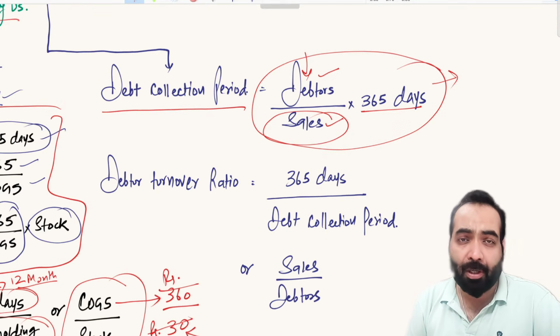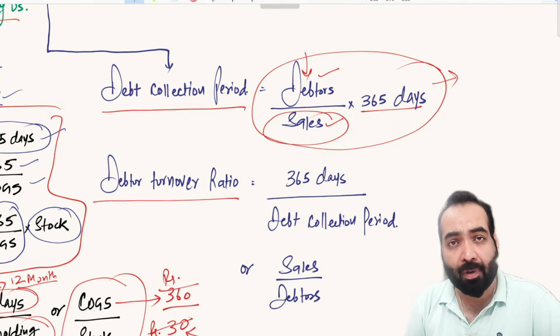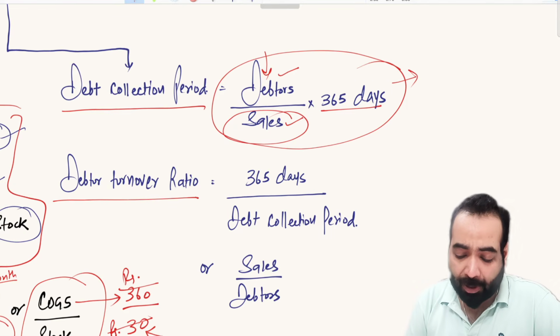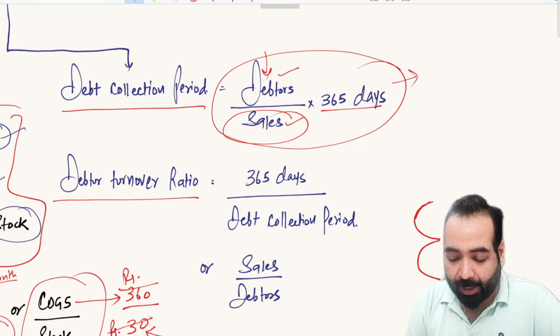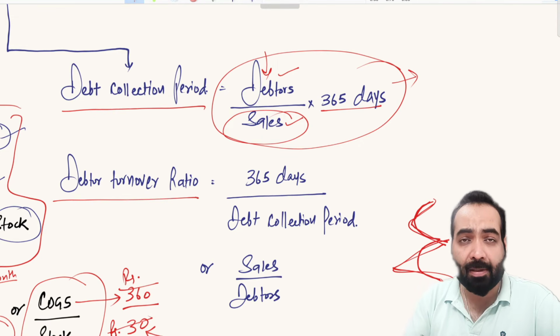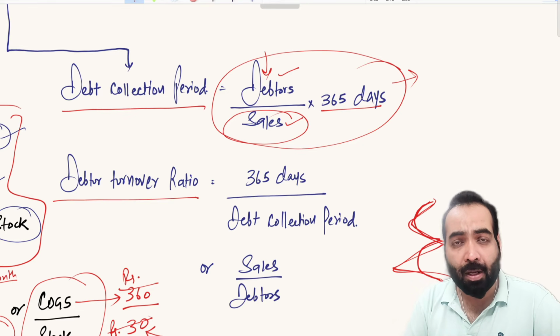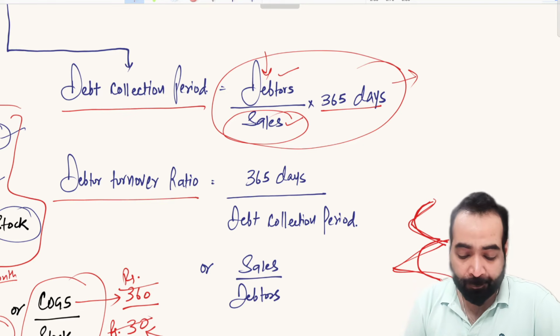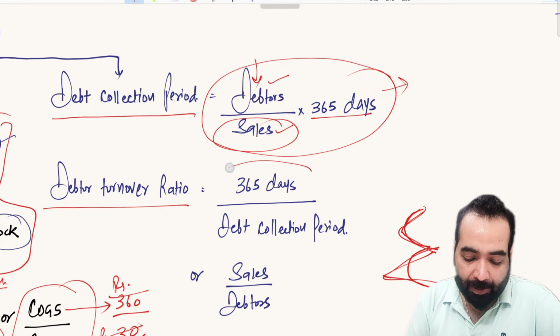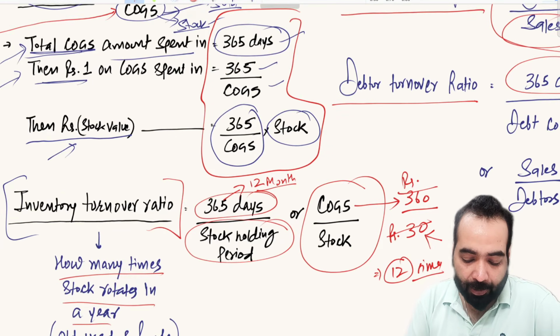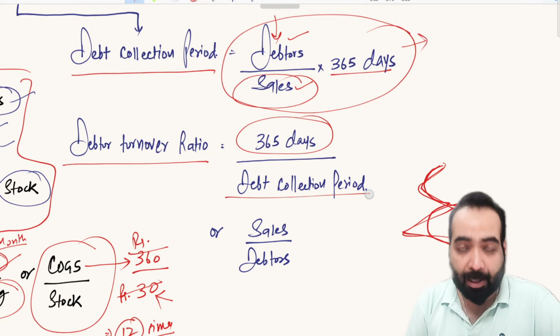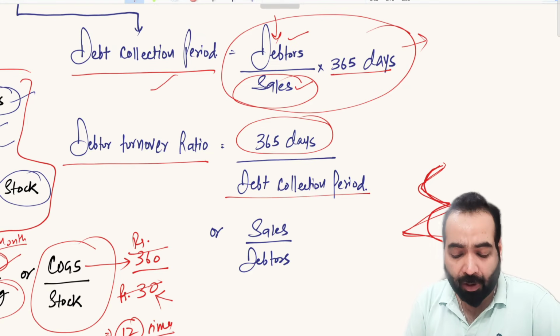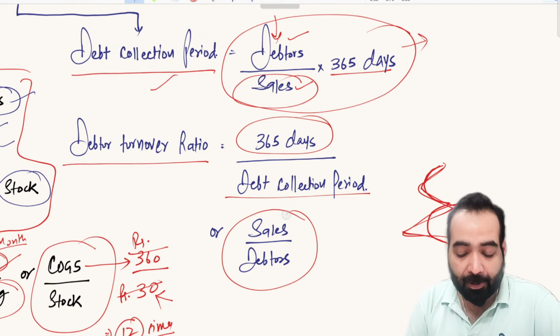Now similar to stock turnover ratio, you have debtor turnover ratio as well. You sell the goods, the payment comes in, you sell the goods, the payment comes in, means debtors are created, then knocked off, created, knocked off. How many times does it happen in a year, right? So simply it is 365 days divided by the debt collection period that you have calculated above, or you can simply do sales divided by debtors.